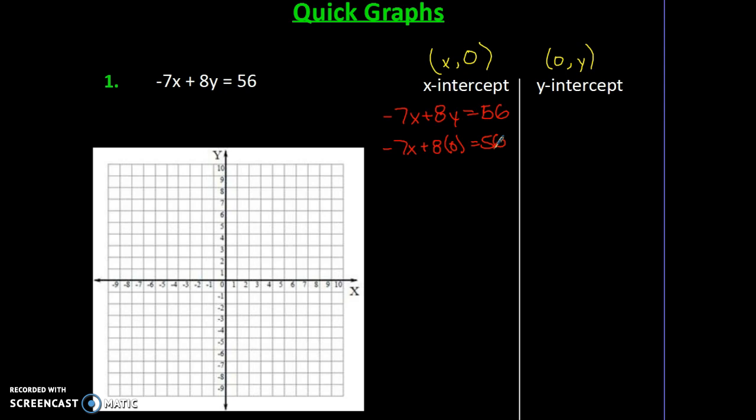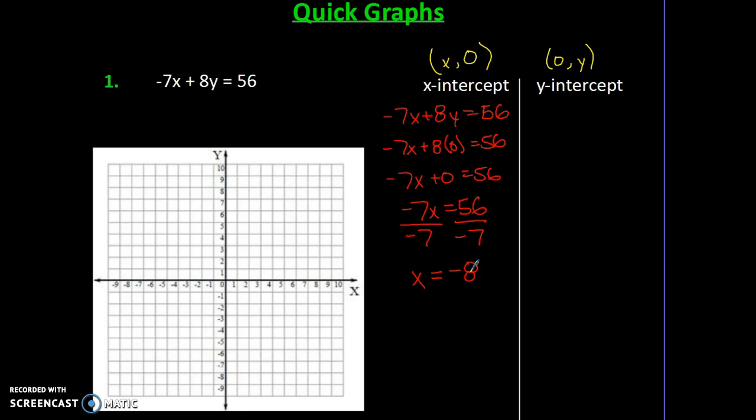So now we're just going to simply solve. We have negative 7x plus 0 equals 56. Same thing as saying negative 7x equals 56. So in order to solve for x, I need to get it by itself, so I divide by negative 7 on both sides. And I get x equals negative 8.